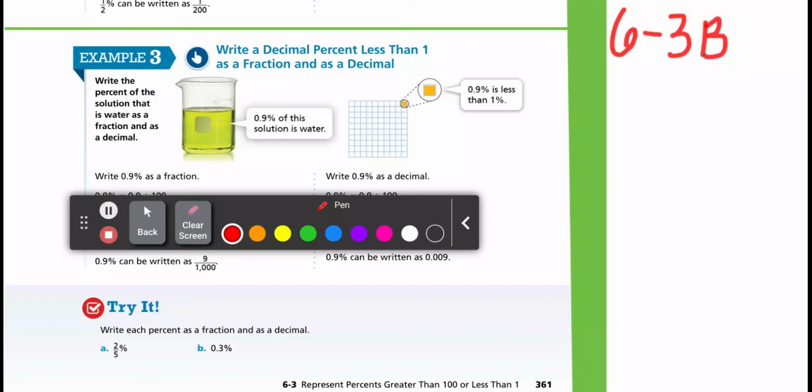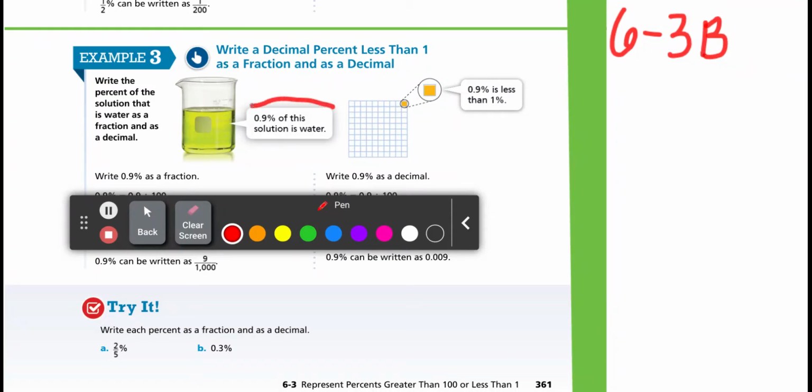This is lesson 6.3b. We're going to be writing decimal percents less than 1 as a fraction and as a decimal. So in the last lesson, we were looking at percents that were greater than 100, and we were looking at fraction percents, and now today we're going to be looking at decimal percents. So let's start by looking at example 3 here, where it says write the percent of the solution, that is water, as a fraction and as a decimal.